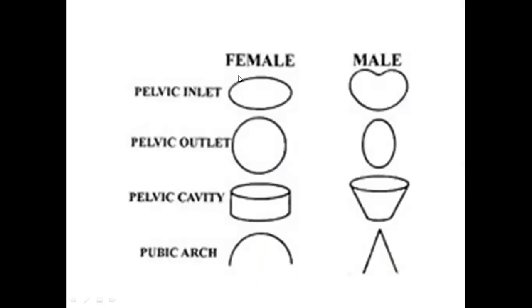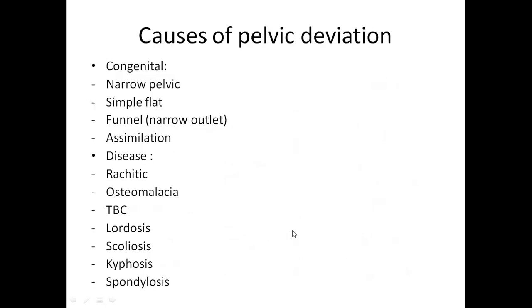So overall you can see the pelvic inlet is oval in females, whereas in males it is heart shaped. This is the pelvic outlet. Pelvic cavity is funnel-like in males, whereas it is wide in females. The pubic arch is also wider in females when you compare with males.